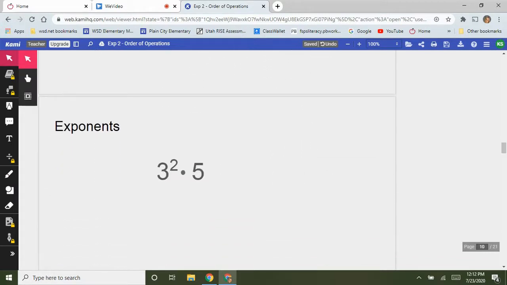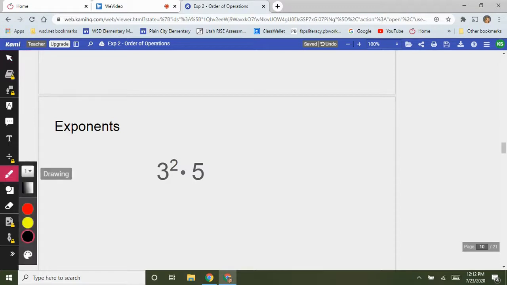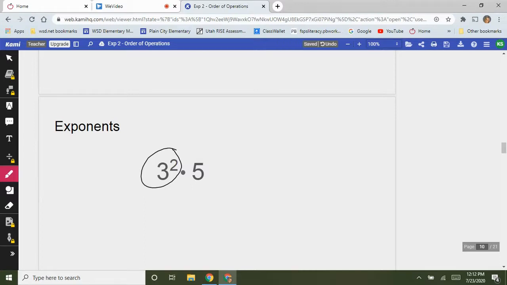Now, let's deal with some exponents. I do those exponents first. So I don't want to go 3 times 5 first. I have to do the exponents. If we remember with exponents, this is 3 squared, which means 3 times 3. So 3 times 3 is 9. Now I can multiply it by 5 and get 45.